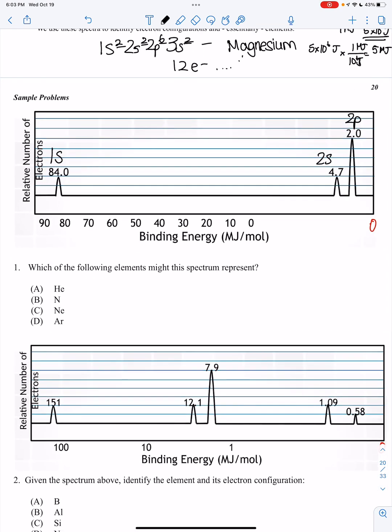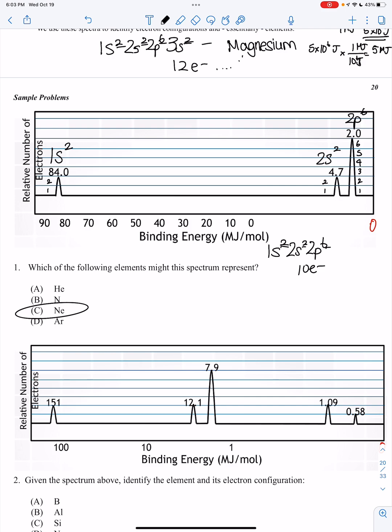It looks like it's going up by 1, 2. This is probably 2s2. This goes up by 1, 2, 3, 4, 5, 6. This will be 2p6. What element has 1s2, 2s2, 2p6 as the electron configuration? Well, that's 10 electrons. The element that has 10 electrons would be neon. That would have to be the correct answer here.